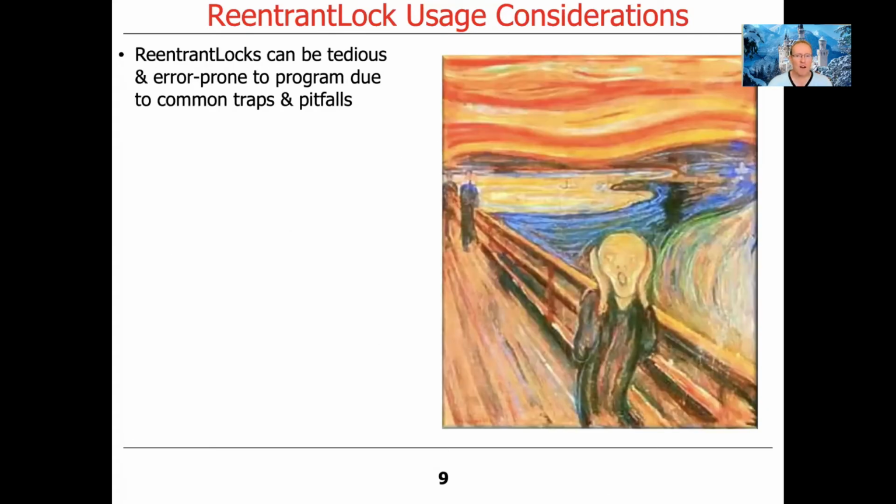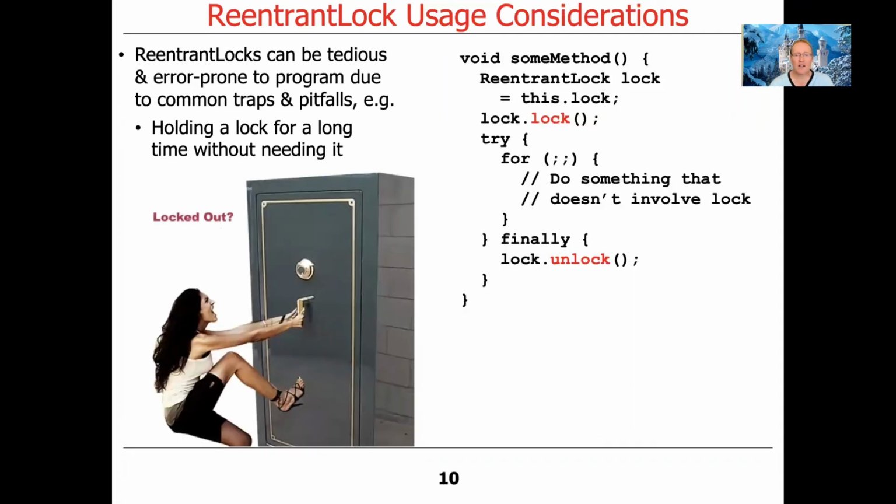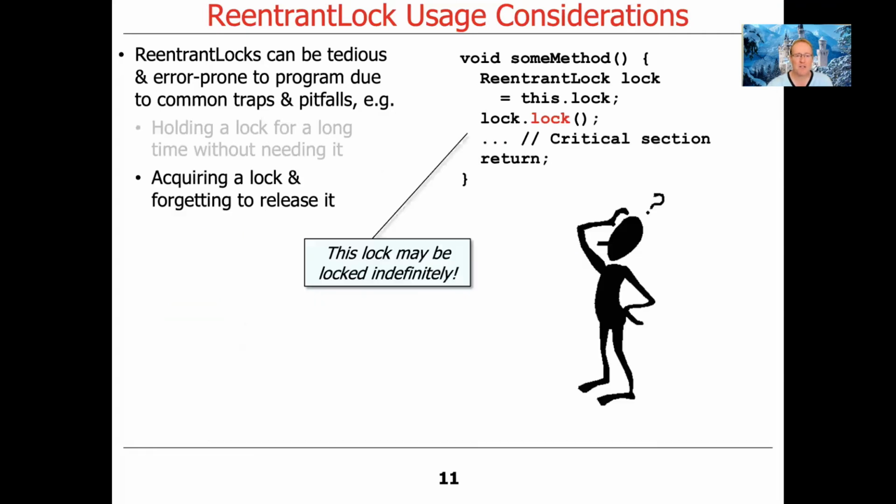ReentrantLocks are fairly efficient. They're fairly simple, but they can also be tedious and error-prone to program due to a number of common traps and pitfalls. One common trap is to hold the lock for a lot longer than you need it, thereby keeping other threads at bay when they could actually make forward progress and run concurrently. A simple example of this would be having some method that acquires the lock, and then has a long-running for loop that does something that doesn't involve the lock, but you've held it over that whole duration, and that locks out other threads from being able to make progress.